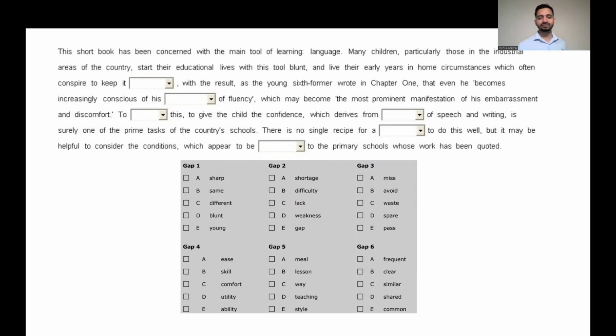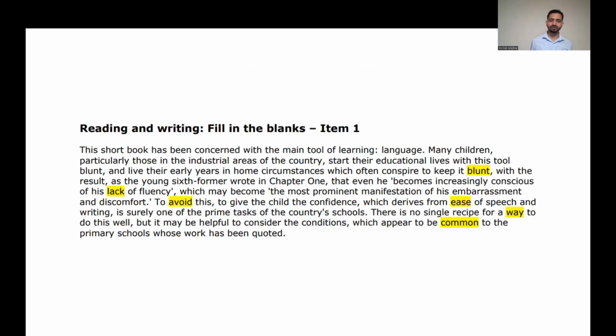So we're going to look at the answers now. All right, we've got the answers here. So we'll read it out quickly and see if it all makes sense. This short book has been concerned with the main tool of learning, language. Many children, particularly those in the industrial areas of the country, start their educational lives with this tool blunt, and live their early years in home circumstances which often conspire to keep it blunt.